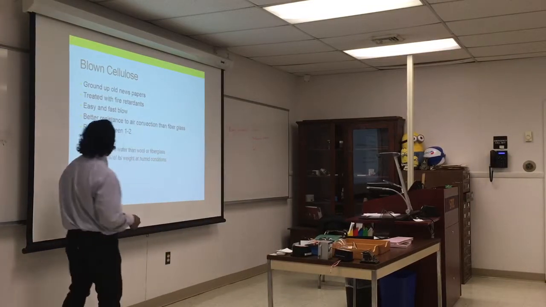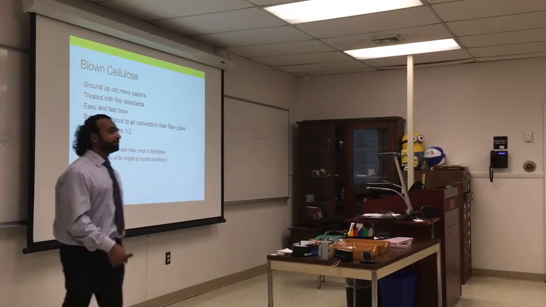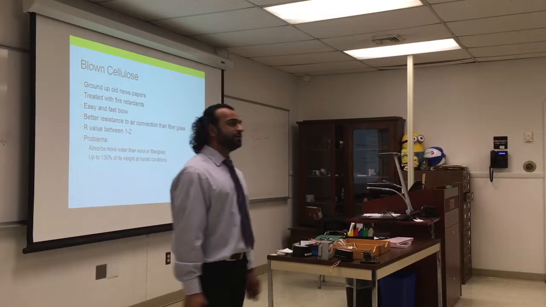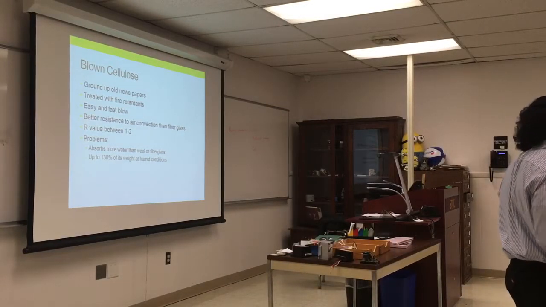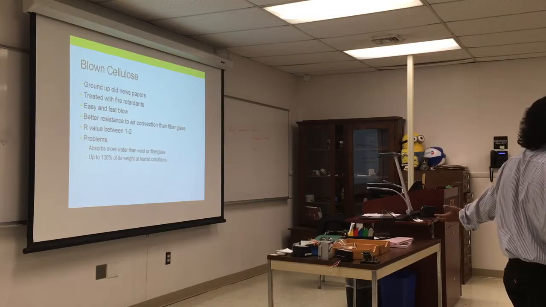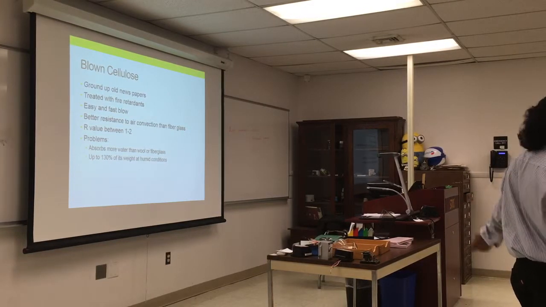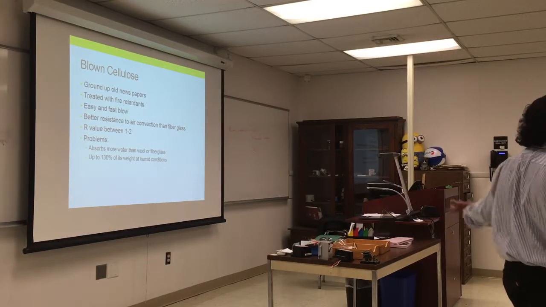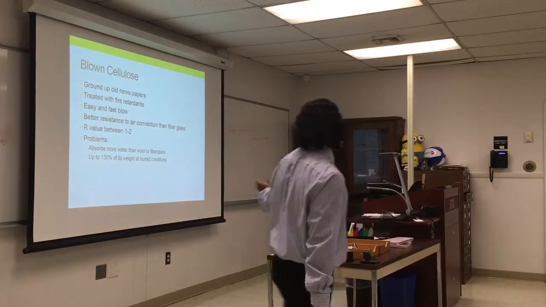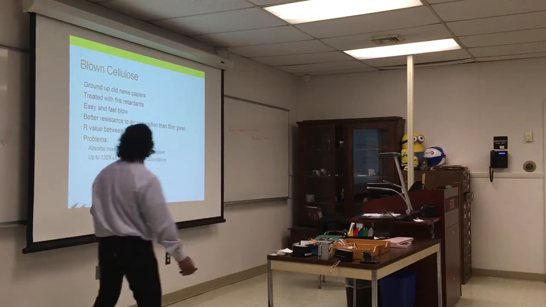Up to 130% of the weight at humid conditions. So if you add a lot of insulation and it's very humid, you open the window and it absorbs all the water, it's going to increase in weight up to 130%. Now you can more than double the weight. Makes sense. Newspaper that's dry is different than newspaper that's wet. It absorbs a lot of moisture.